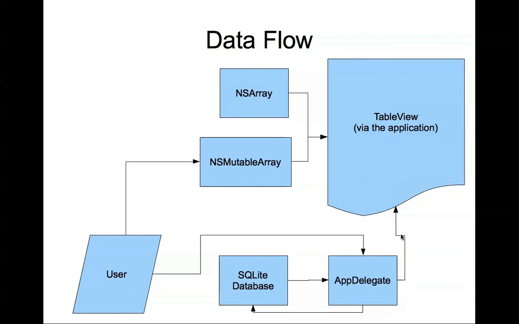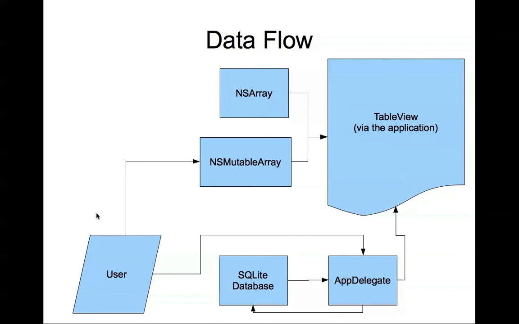I'm going to go through this. So the user contacts the application delegate, which will create the arrays needed, and actually those arrays are NS mutable arrays. When it does that, it populates information from, or actually contacts the database. So we go from user to app delegate to create the arrays. Then we call on the database to then populate the arrays and fill the table view.